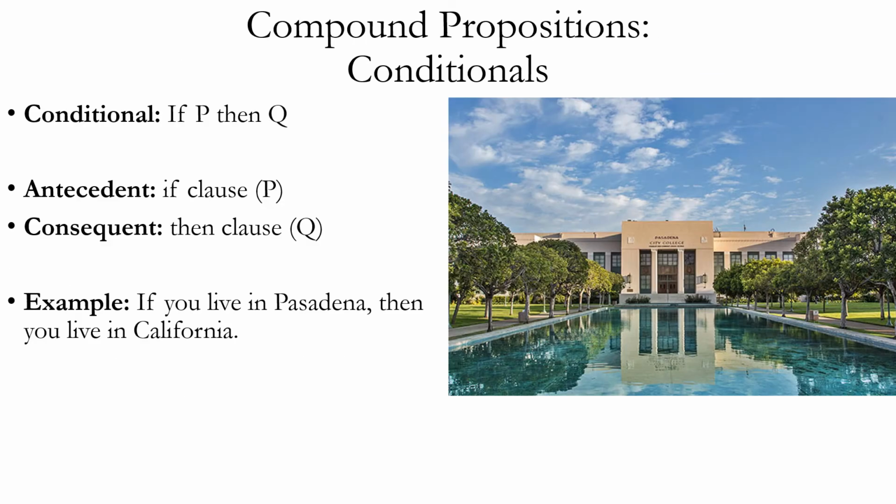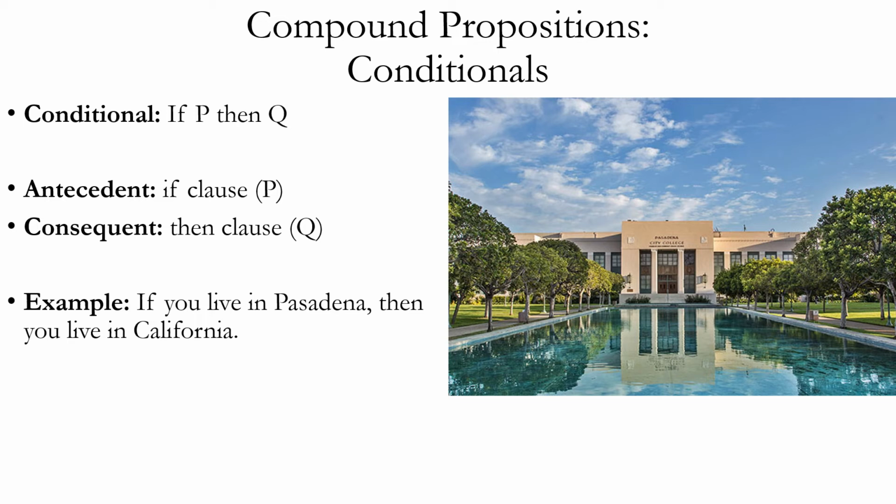So let's look at some of the main types of compound propositions. Conditionals are compound propositions that have the form if P then Q. The if clause is called the antecedent because it comes before, generally, ante means before, and the then clause is called the consequent because it generally is the thing that follows or comes consequently to the antecedent.